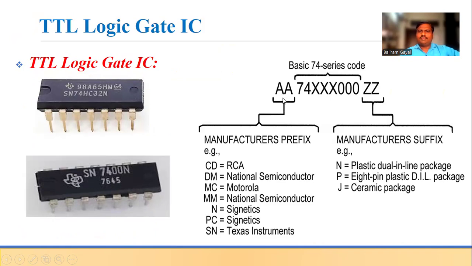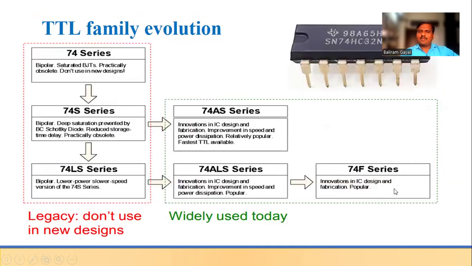Now, when we consider this transistor logic, that is the 7400 series code, having a prefix: CD means RCA, DM is National Semiconductor, MC means Motorola, MM means National Semiconductor, N is Signetics, PC is again Signetics, and SN is Texas Instruments. And for the suffix, N, we already discussed plastic dual inline package, P denotes 8-pin plastic DIL package, and J is a ceramic package.